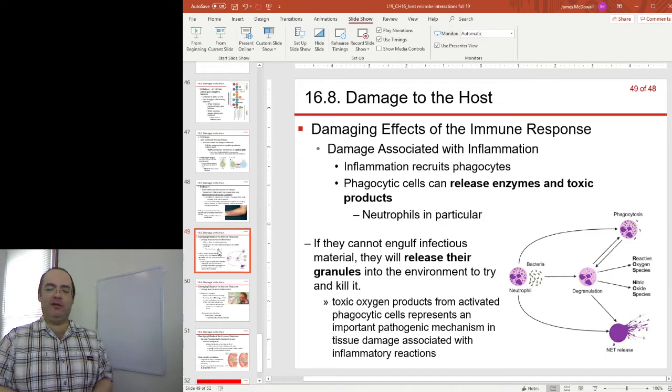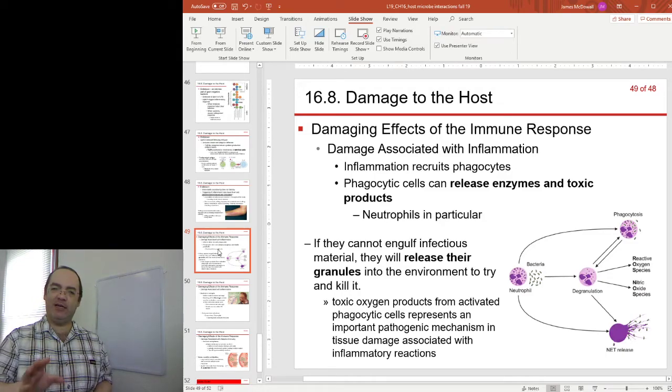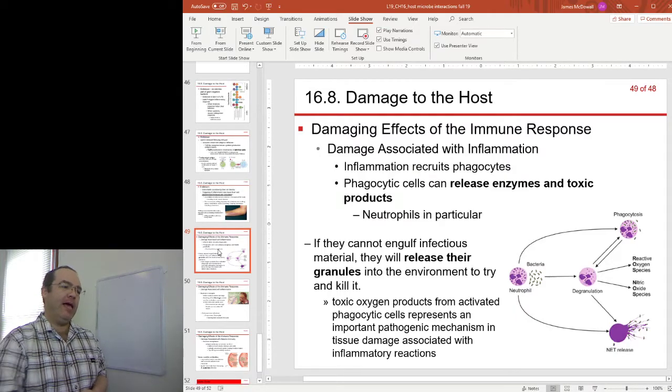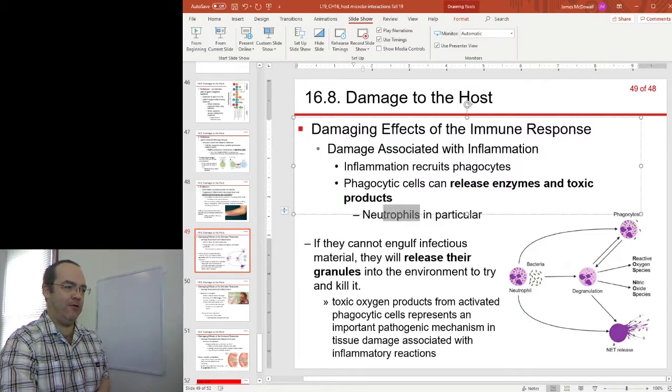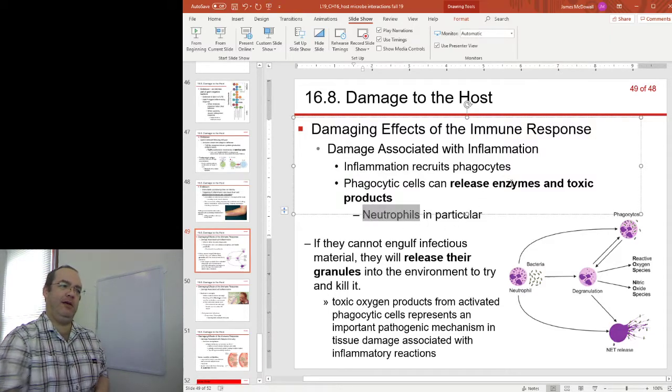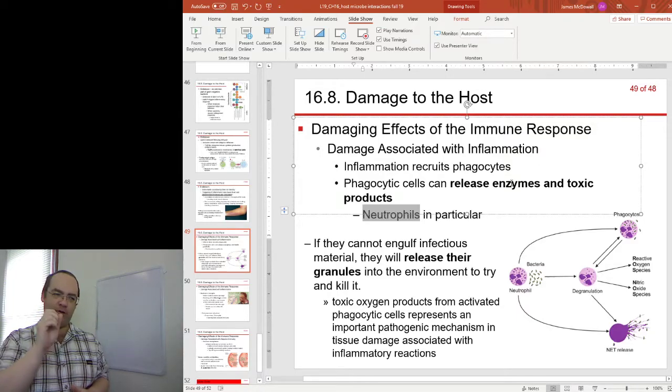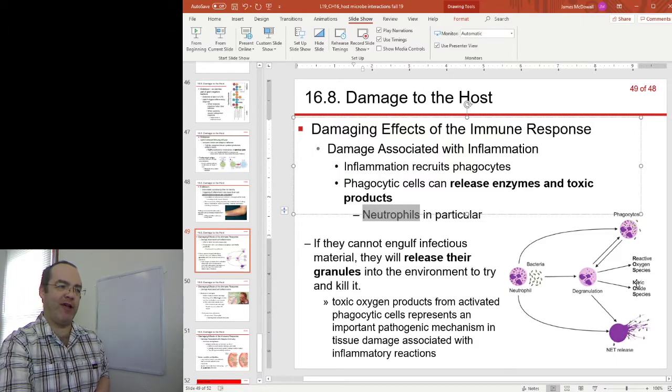When we have inflammation, I think we've covered this a little bit, let's do it again. One of the other hallmarks of inflammation is the recruitment of phagocytes. Neutrophils in particular are the ones to blame in this situation. Neutrophils are a type of granulocyte. They contain granules, and those granules contain toxic chemicals, things like reactive oxygen species and nitric oxide species.